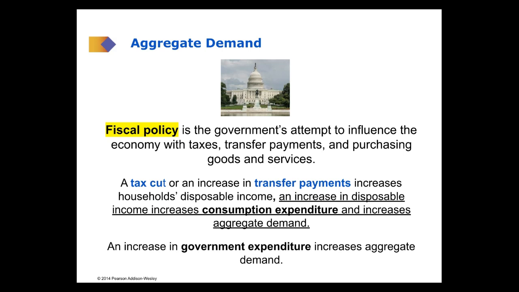If you're going to increase the amount of money that you're transferring to certain citizens in the economy, or maybe all citizens in the economy, those transfer payments are the same as an increase in income, which will increase aggregate demand. And then, of course, an increase in government expenditures will also increase aggregate demand.